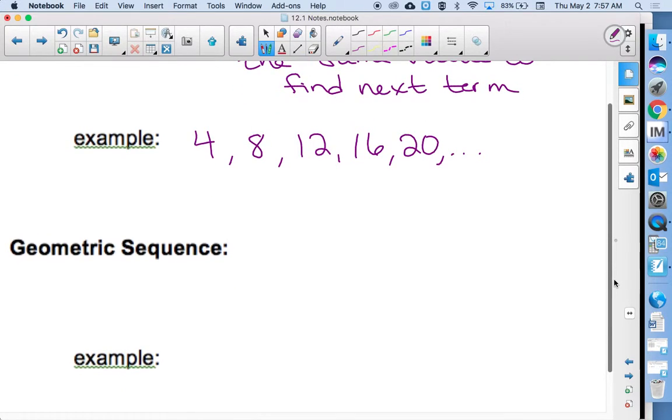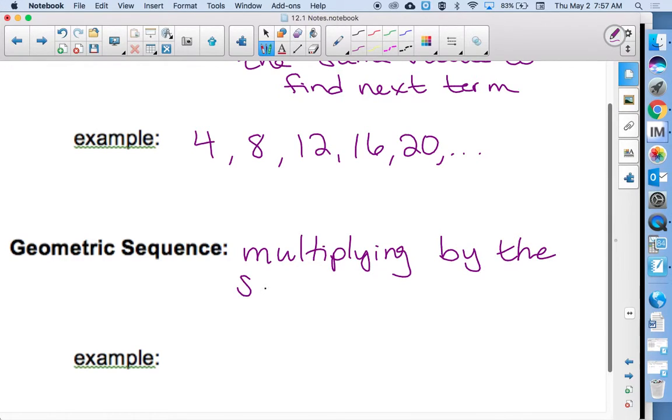The other sequence is called geometric. Geometric is found when you're multiplying. Okay, apparently I can't spell multiply today. Did I spell it right? I don't know, Y and I look weird to me today. So multiplying by the same value to find the next term.